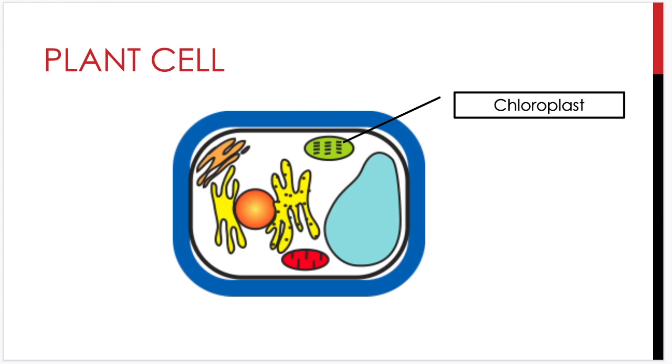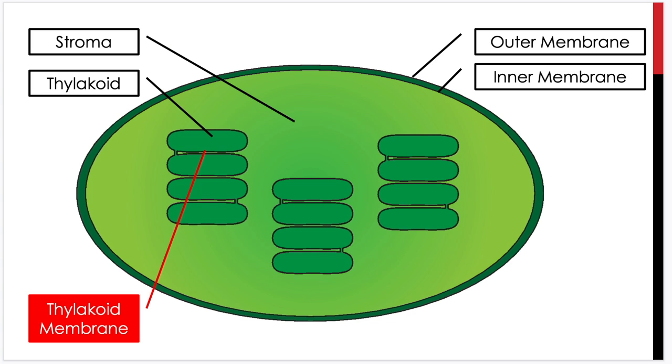So this all happens in the chloroplast. We zoom in, and we have the stroma, the thylakoids, the outer membrane, the inner membrane, and this happens in the thylakoid membranes.